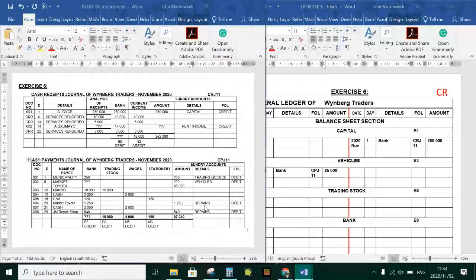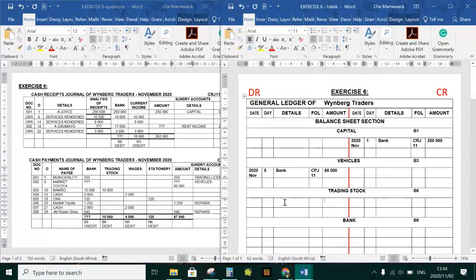Trading stock is a column, so we take the total of the column, 10,000, goes on the debit side, but it'll be the last day of the month. 2020, November the 30th, bank, CPJ 11, and it's 10,000.